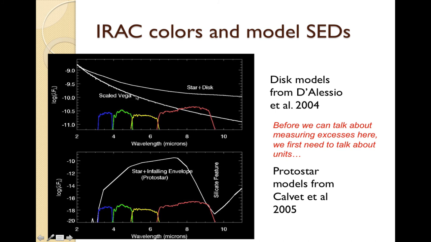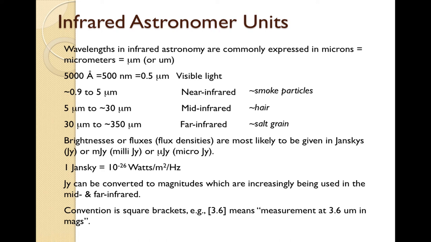So now we still have the scaled Vega, the plain star here, and then a star plus a disk, and then a younger star here. Before we can talk about exactly measuring the excesses here, we have to actually talk about the units involved. So infrared astronomy units can be somewhat complicated.